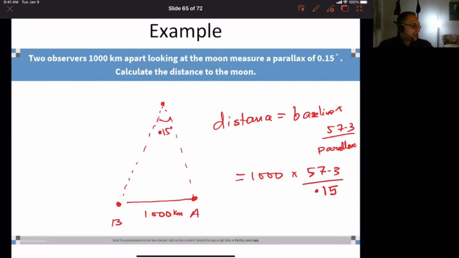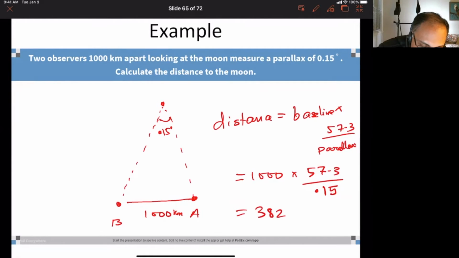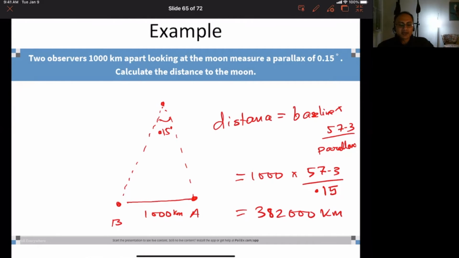And so if you just work this out, can somebody work this out and tell me what you get? 382,000 kilometers, and that is more or less the distance to the moon. So it's a fairly accurate value.